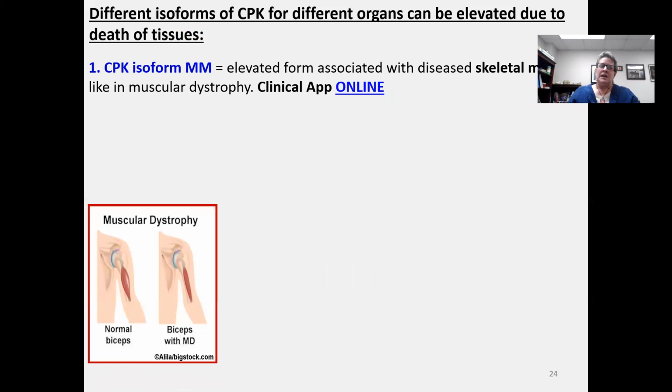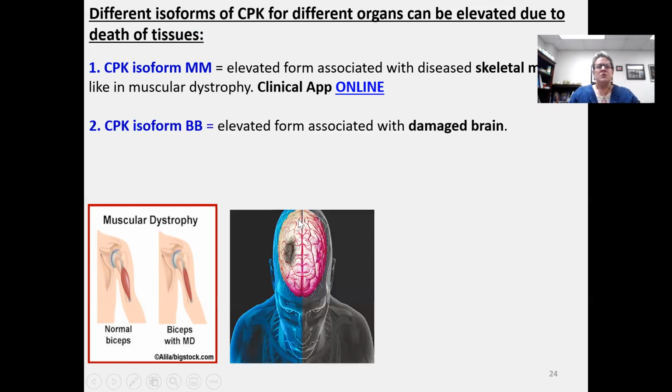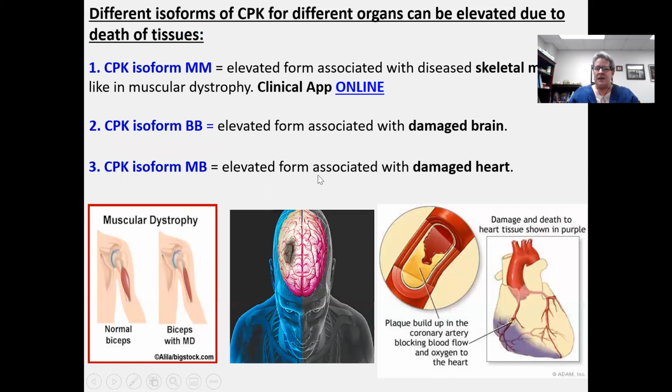So if you see increased isoform of CPK MM, that is associated with diseased skeletal muscle. And we'll look at the clinical app online. Okay, so maybe muscular dystrophy. If you see CPK isoform BB, so when I think BB, I think all brain, okay, as opposed to MM, I think all skeletal muscle. So if you have damage to the brain, such as which happens with a stroke, you might see elevated isoforms of this in the blood. And lastly, CPK isoform MB elevates in association with damaged heart tissue.